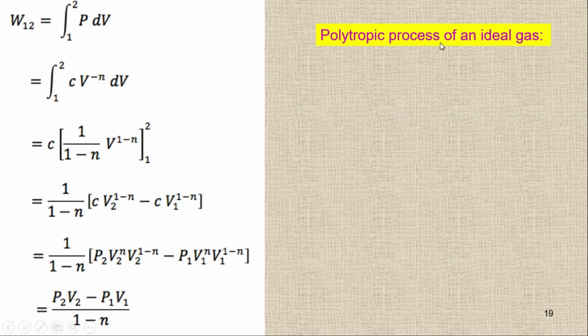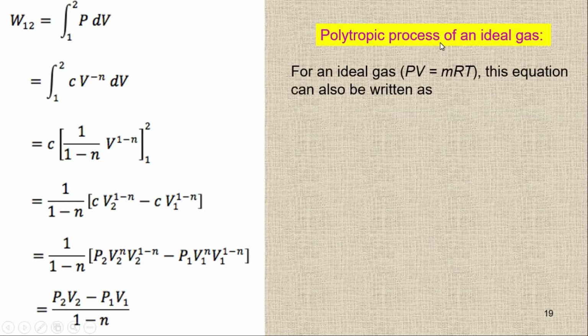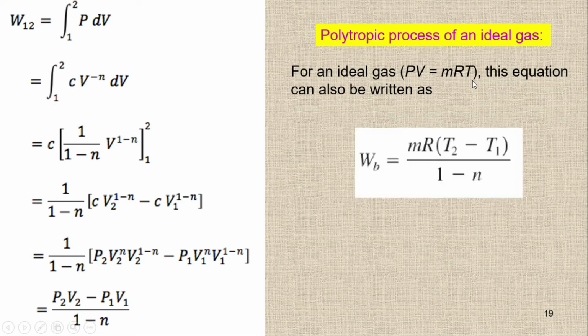I can even replace the values of P2 V2 as well, because PV is equal to mRT. So I can simply replace this PV by mRT, so it will be like this. Instead of P2 V2, I'm going to write mRT2 minus mRT1, where m is constant, which is mass, R is constant, and then I'll write T2 minus T1. So I can write WB is equal to this. Either you are going to use this form or you are going to use this one. Both are the same formulas for an ideal gas equation.